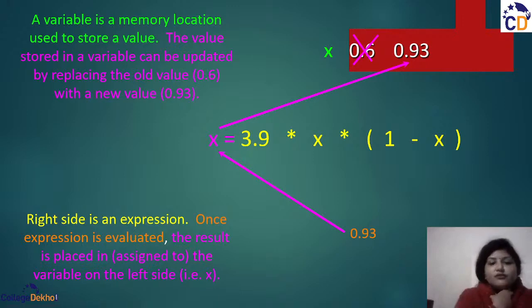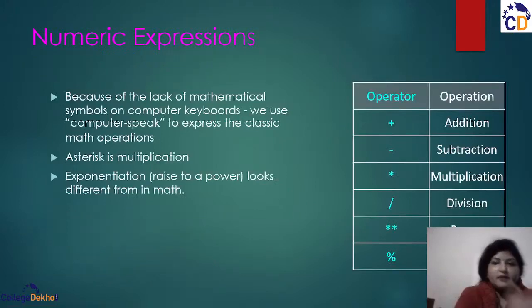So the right hand side expressions are evaluated and the value is given to the left hand side variables. This is how we evaluate expressions. Now let us move to the next part. What are operators in Python and how do we use them?